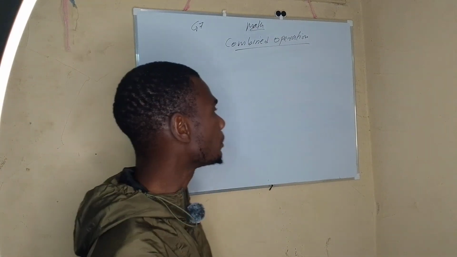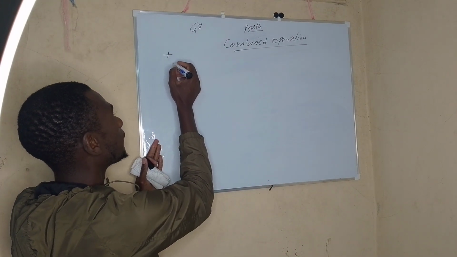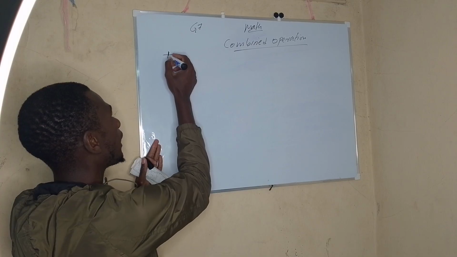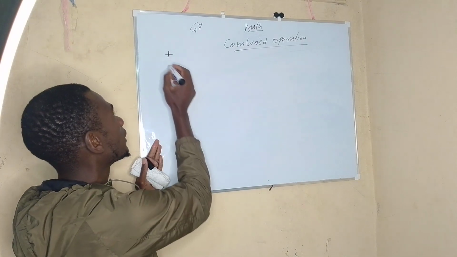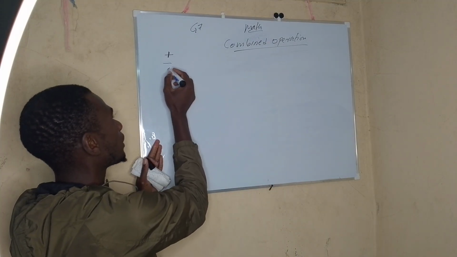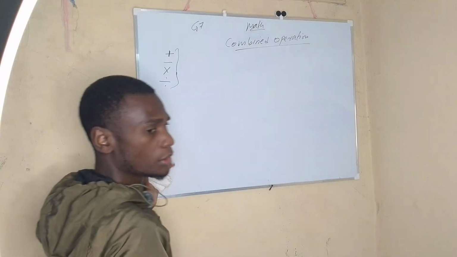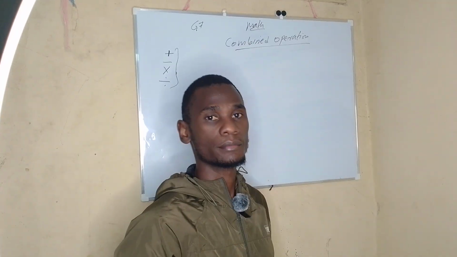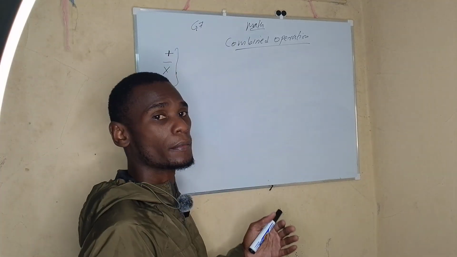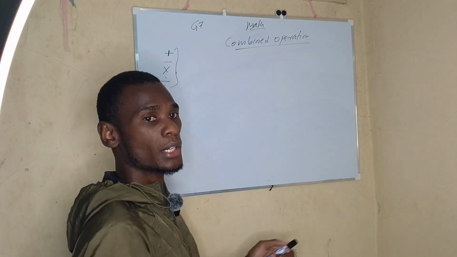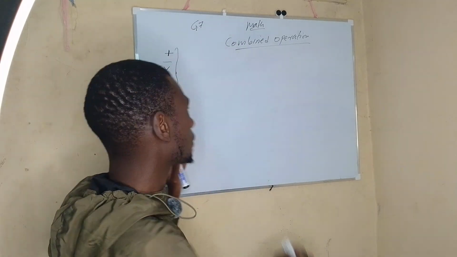Now, operation simply means if you are given a sum or a question with some numbers to add, others you are told to subtract, others you are told to multiply, others you are told to divide. Now, these are what we call operations. Operation simply means solving mathematics using different methods. Either you can add, or you can subtract, you can divide, or you can multiply. All those are what we call operations.